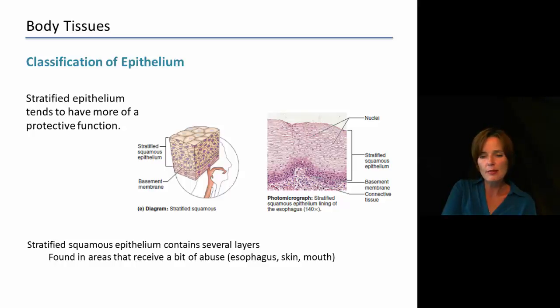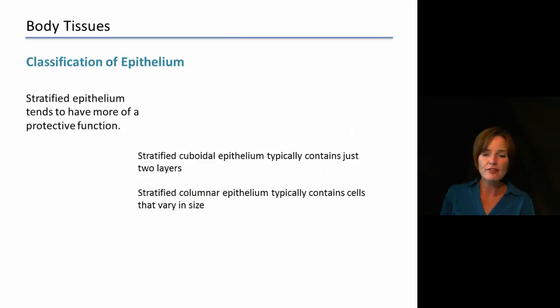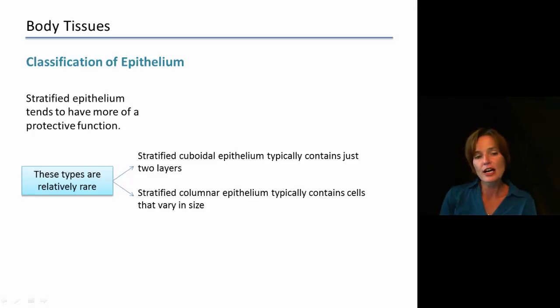You can see in this microscope image that the stratified section can actually contain quite a few layers of cells. It doesn't have to be just 2 or 3 layers of cells when it's stratified. It can be many. Stratified cuboidal epithelium typically consists of just 2 layers, and stratified columnar typically contains cells that vary in their overall size. These types are relatively rare, so when we are talking about the stratified, usually it is the stratified squamous that we're looking at, and again, it's more of a protective, cushioning function, in those high abuse areas.